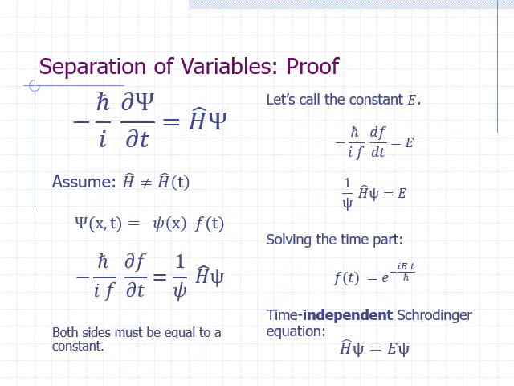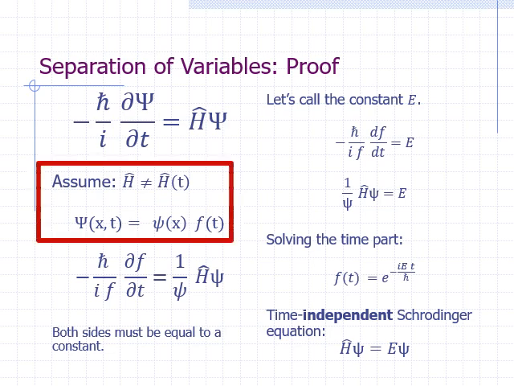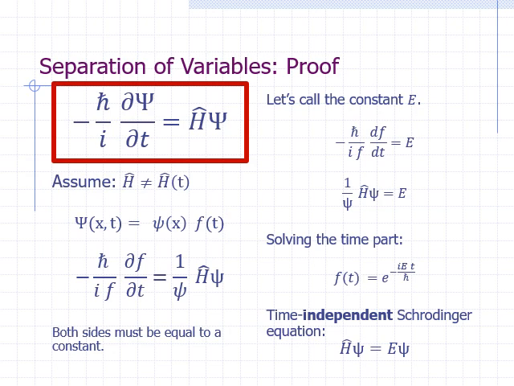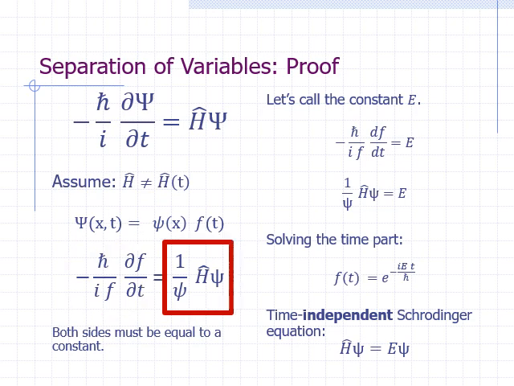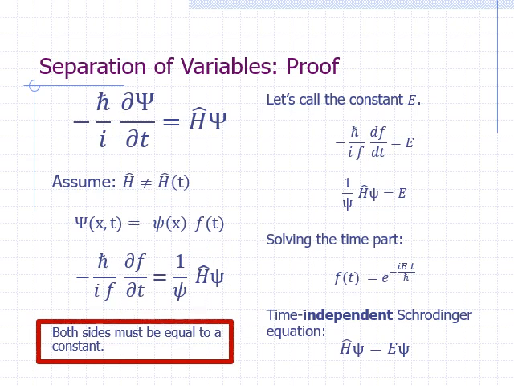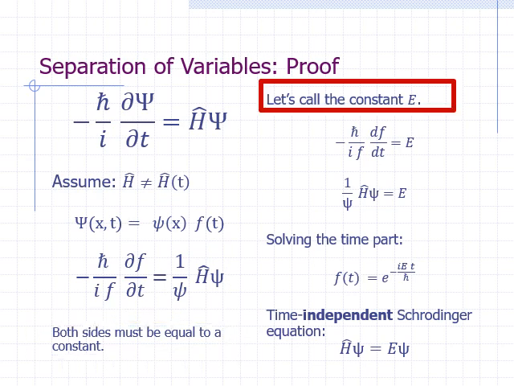Okay, so far we've seen that if the Hamiltonian is independent of time, and we write the wave function as a product of a function of coordinates times a function of time, we can rewrite our time-dependent Schrodinger equation into an equation where one side depends only on time and the other side depends only on coordinates. And this means that both sides must be equal to a constant. Let's call that constant E. It will become obvious soon why we call it E.